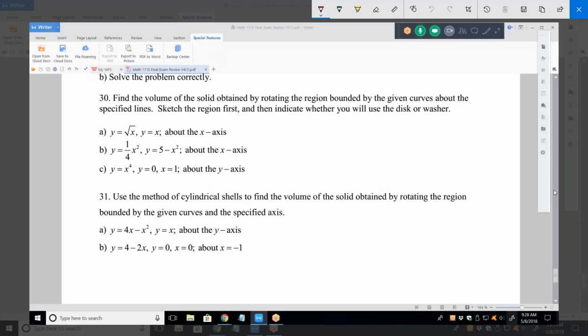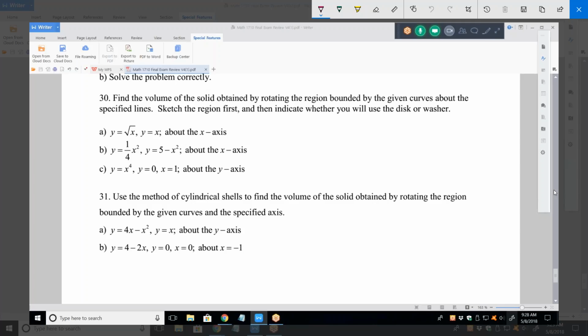All right. So do you know how to do these at all? Yeah, just not completely. Okay. Let me ask some questions. They've taught you how to break it up into disks, correctly? Yes. They've taught you how to break it up into washers, correct? Yeah. And they probably have not taught you cylindrical shells. Yes, they have. I'm seeing that in 31. Okay. So those are 3 things.